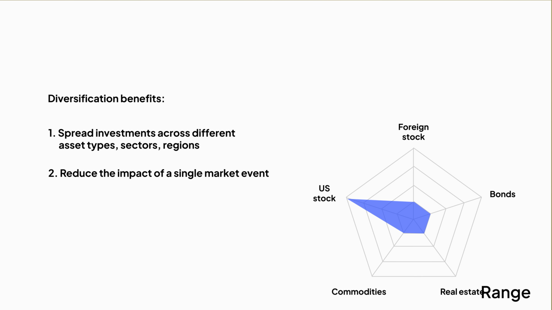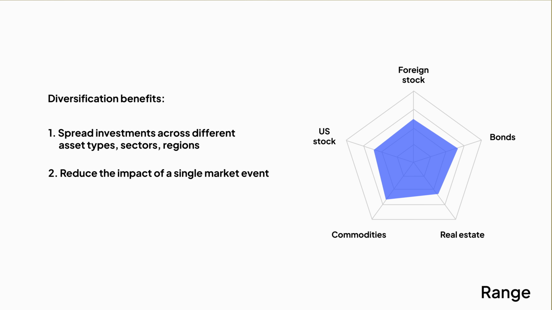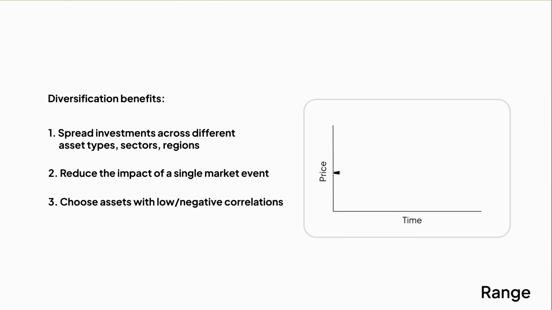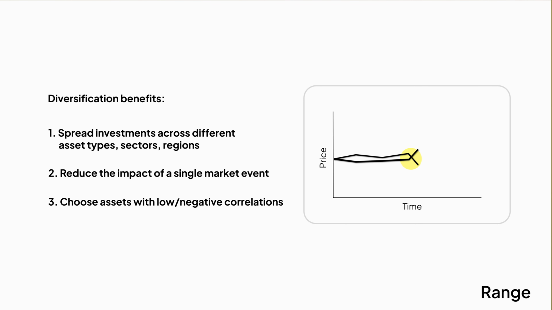Diversification is a key tool for managing risk. When we spread investments across different asset types, sectors, and regions, we reduce the chance that a single market event could negatively impact our entire portfolio. The modern portfolio theory takes this a step further, suggesting that we choose assets with low or even negative correlations. In other words, assets that do not tend to move together. So if one asset takes a hit, another might hold steady or even rise, smoothing out your overall returns.